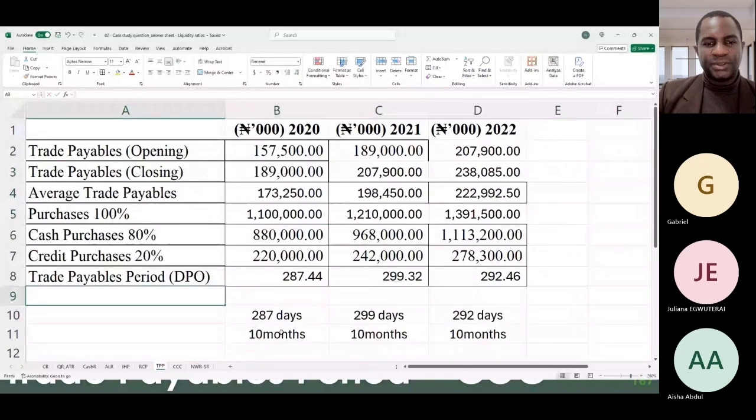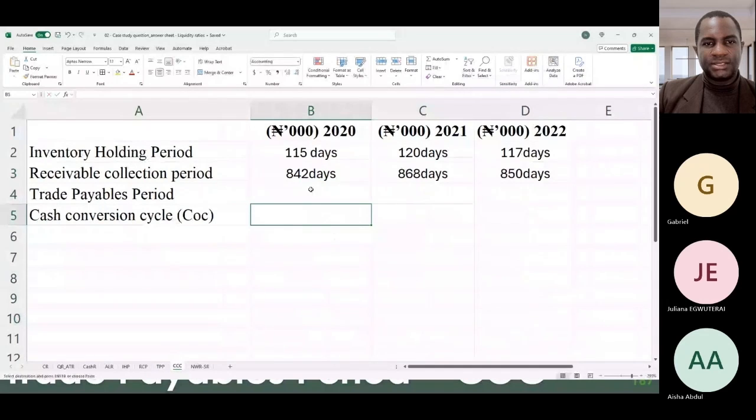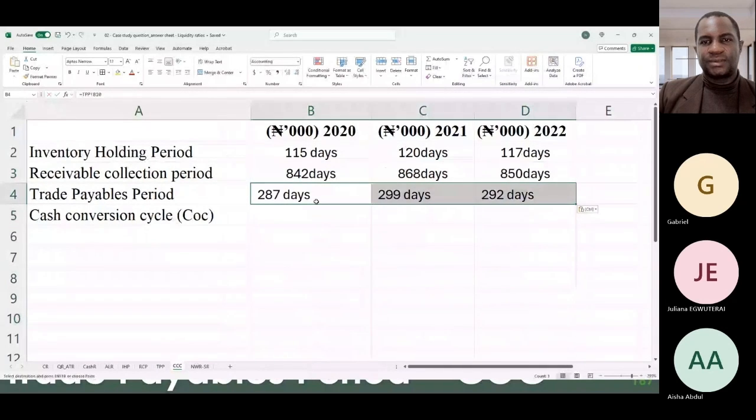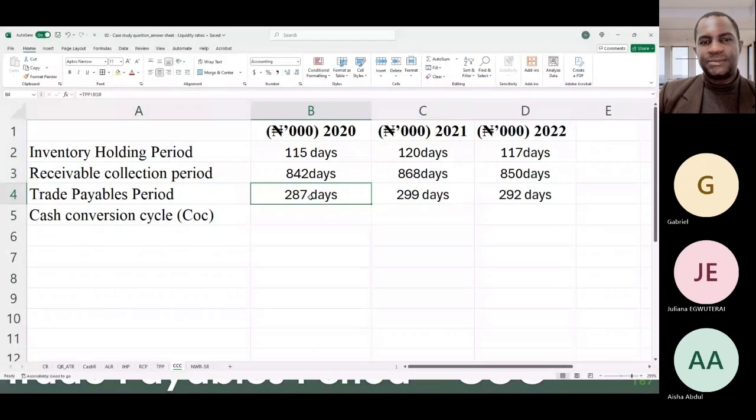So let's go get the trade payables period we just calculated. We have 287, 299, 292. Fantastic. Okay, so I've already put days. So we do IHP plus RCP minus TPP.